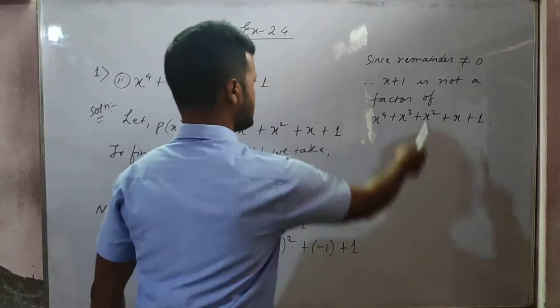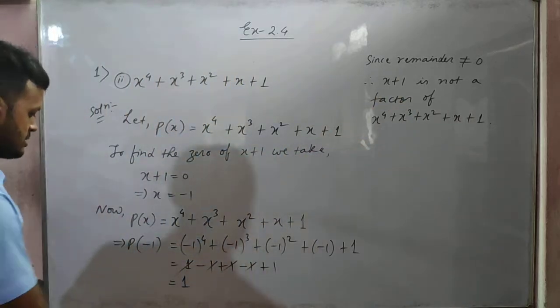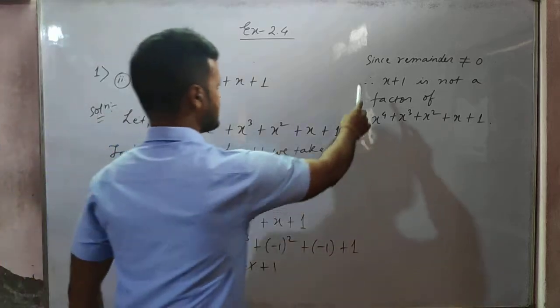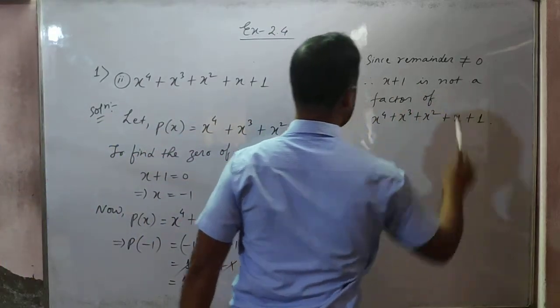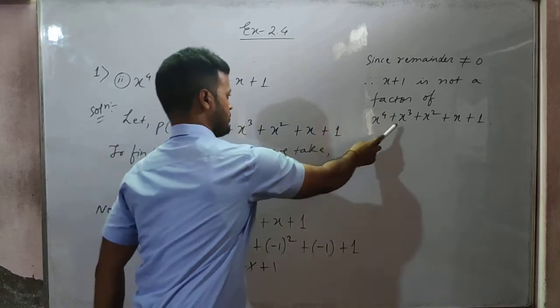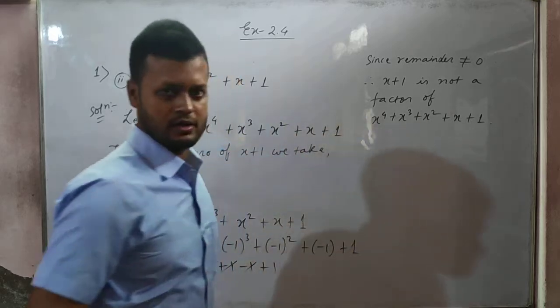So now the remainder is how much? Remainder is, students, equal to 1, isn't it? 1 is not equal to 0. Since remainder is not equal to 0, therefore x plus 1 is not a factor of x to the power 4 plus x cube plus x square plus x plus 1.